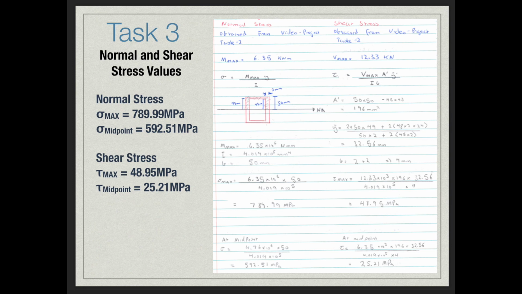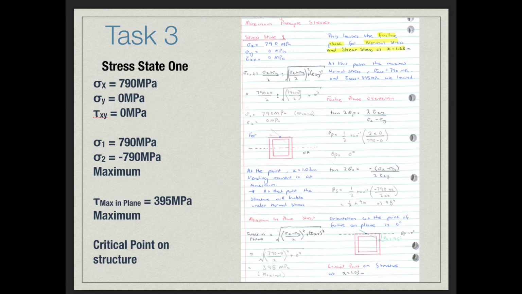In addition, the maximum shear force and bending moment values acquired from these diagrams in task 2 are used in the calculations of normal and shear stress. Stress state 1 occurs when the normal stress is at maximum and the shear force is equal to 0 on the edge of the beam. Since my beam is hollow, the moment of inertia is much smaller compared to if the beam was solid, and as a result, the normal stress is a much larger value. In addition, stress state 1 proves to be the critical point on the structure, as both the normal and shear stress in the plane are at maximum.